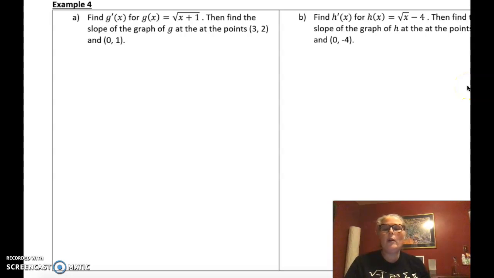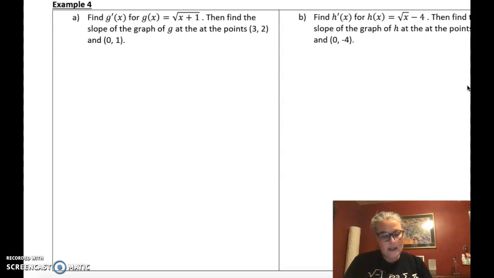Okay, so example 4, we're asked to find g prime of x, but you have to be careful. We're asked to find g prime of x and then use it to find the slope of the graph g at the points (3, 2) and (0, 1). So we have to find the derivative first, and once we have the derivative, then we move on to use that derivative to find those values.